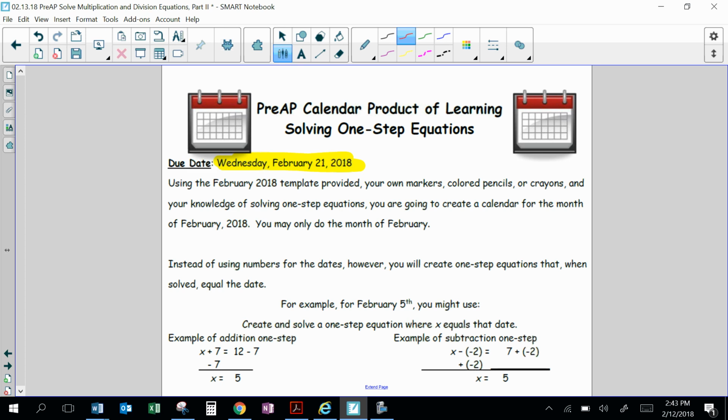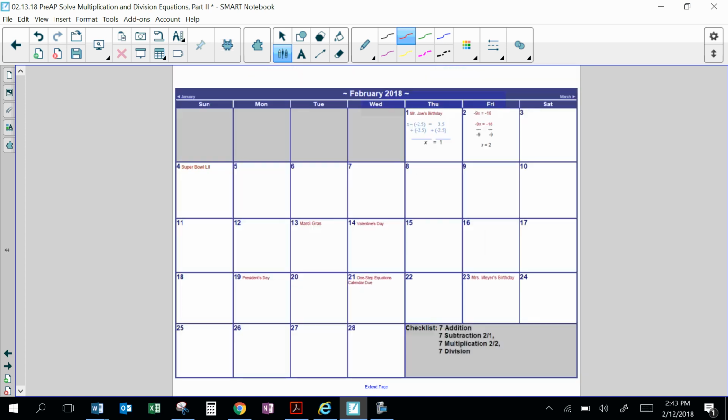You'll do this at home and turn it in by this day. If you turn it in early, you get 3 bonus points. Use the February 2018 template provided, voila.